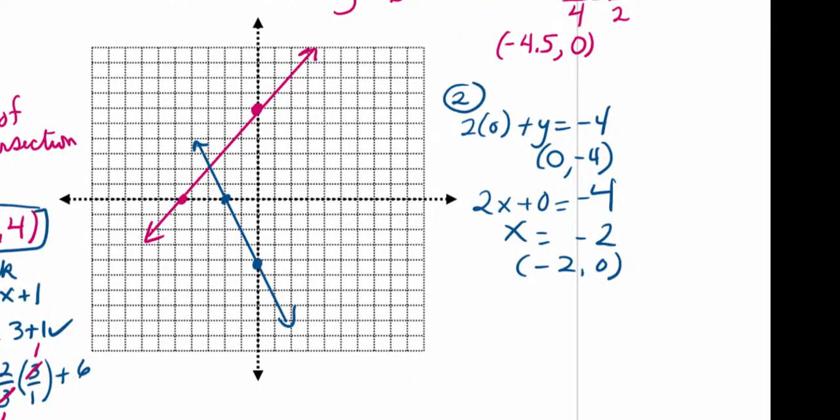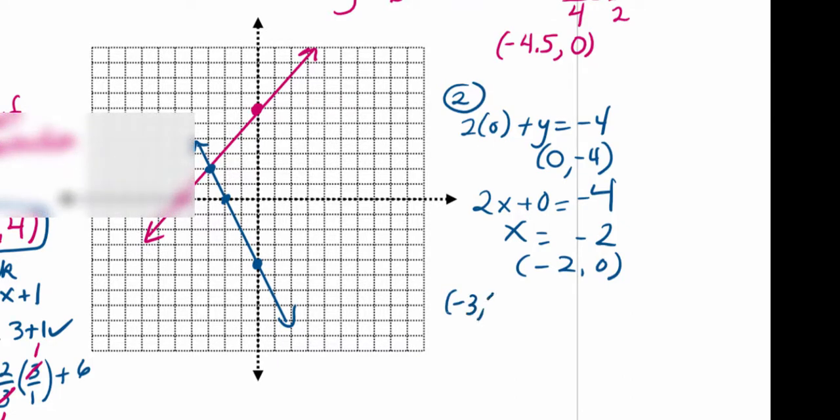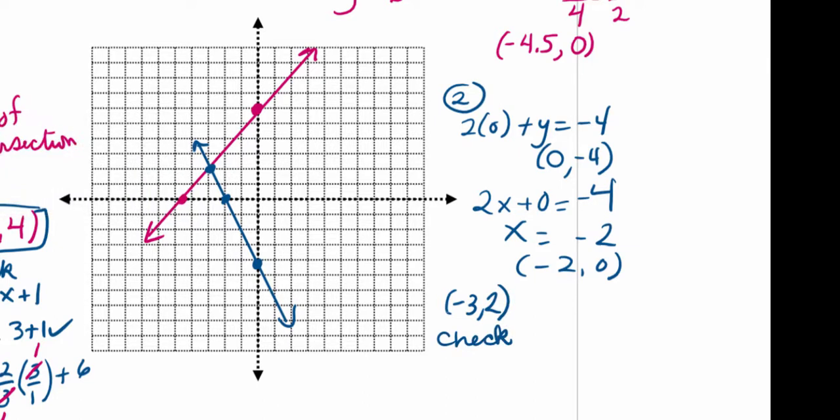Okay. So where's the point of intersection? It looks like it's right here. The ordered pair negative 3, 2. Negative 3, 2. And we'll check it just in case. One of the things about graphing lines is that if you're off by a little bit, then maybe your answer won't be accurate. So it's always good to check.